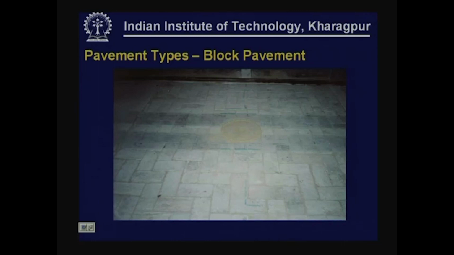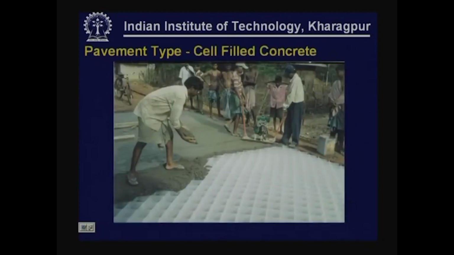Here we have a block pavement. You might have seen this type of pavement at different facilities, most probably for footpaths and walkways, but if properly designed they can also be constructed for low volume roads. You do not normally see them on very high volume traffic roads. There is a new type of road that is being constructed possibly for the first time in India, called self-filled concrete pavement. Here we have plastic shells which are being filled in with cement concrete.